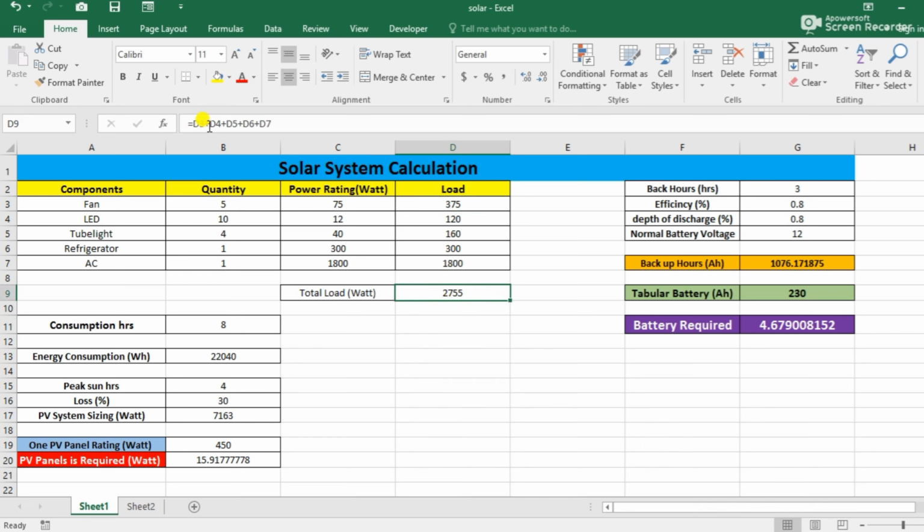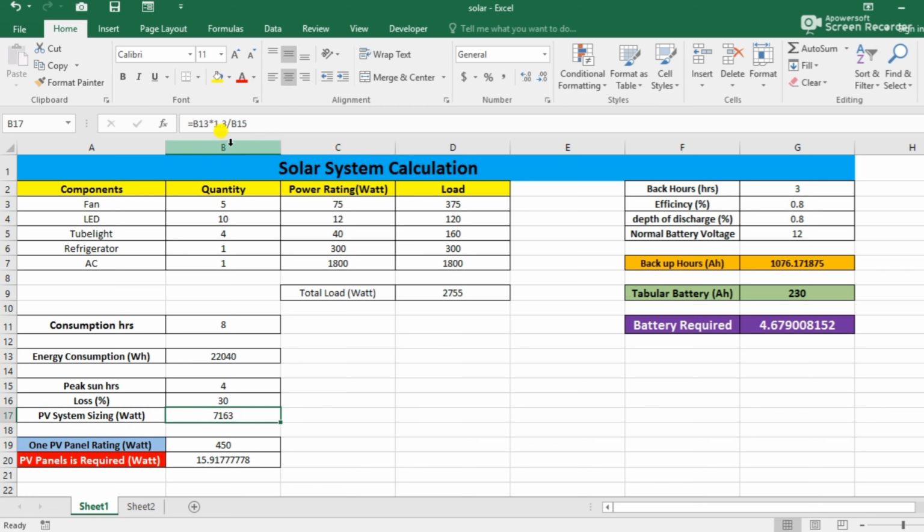Here we can see that I have added these loads. The consumption means how many hours we can use the solar system. So the energy consumption is we multiply by this, multiply by 2755, so we can get this. The peak sun hour means how much maximum light is available to your solar panel, which is 4. Loss is 30. The PV system size, how to calculate this?